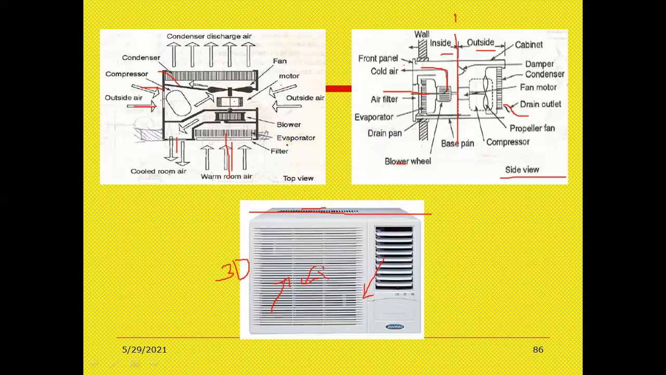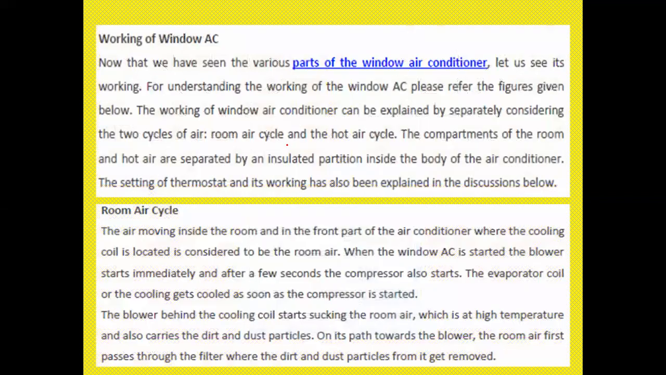Now if you see the working of this system, the figure gives the schematic working of a window air conditioner, and it has two cycles of air to explain. One is the hot air cycle, the other one is the cold air cycle.